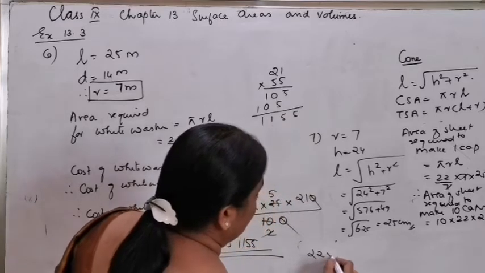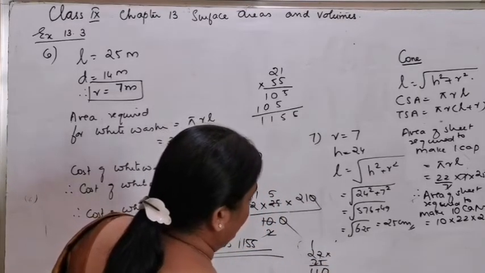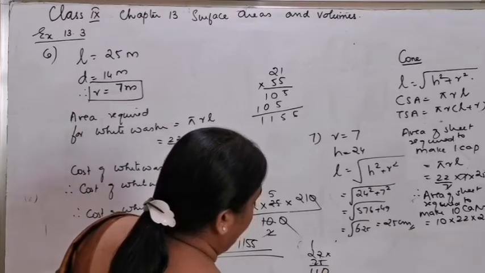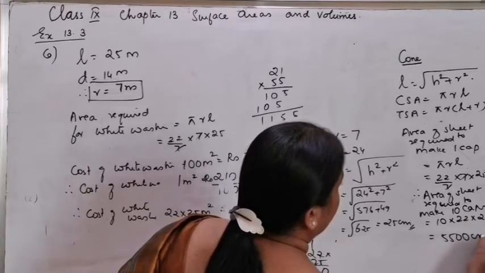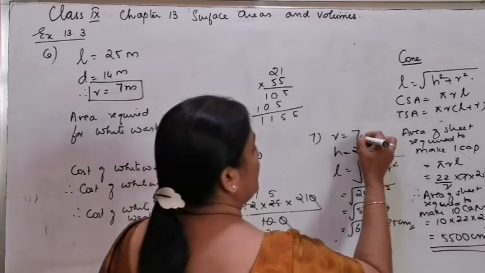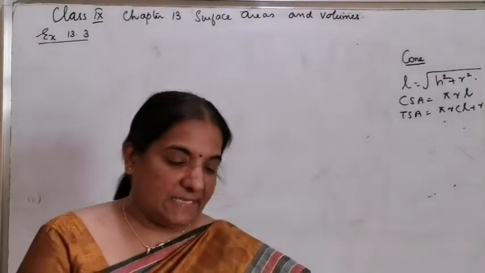What is 22 into 25? 5 2s are 10, 5 2s are 10, 11, 2 2s are 4, 2 2s are 4. It is 550, or 5500 centimeter square. These are all centimeter. Last question in the exercise.